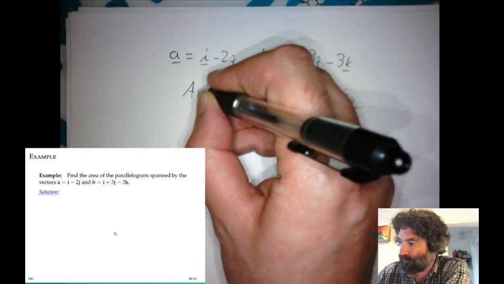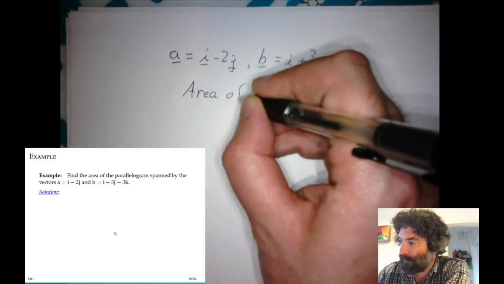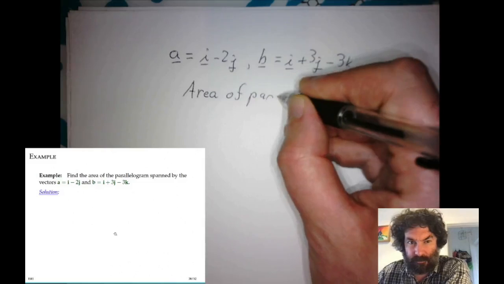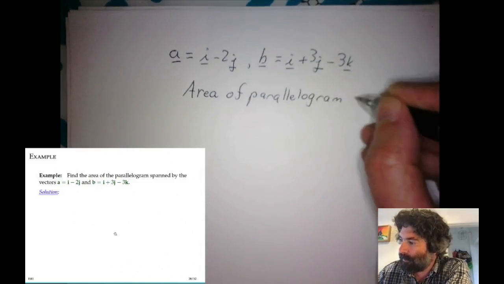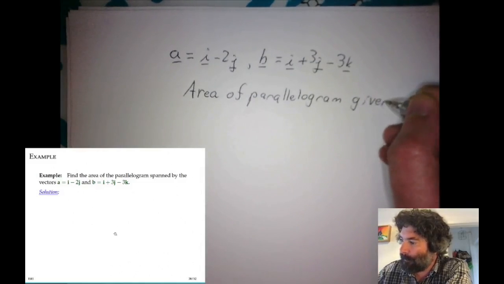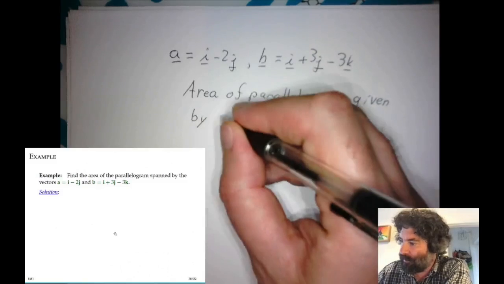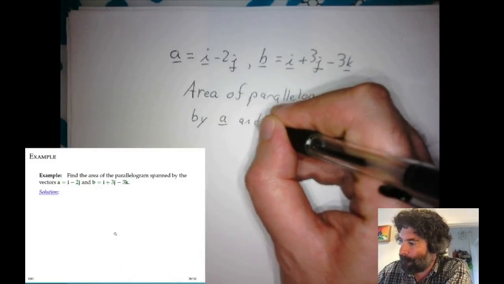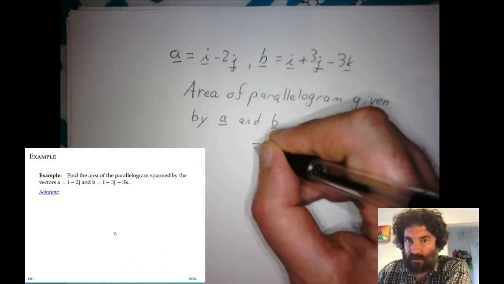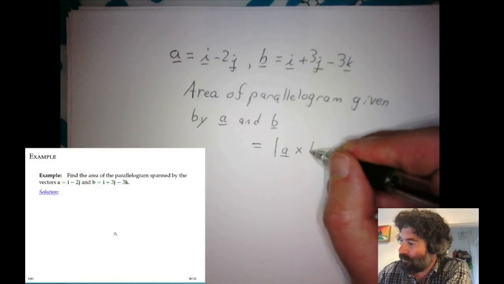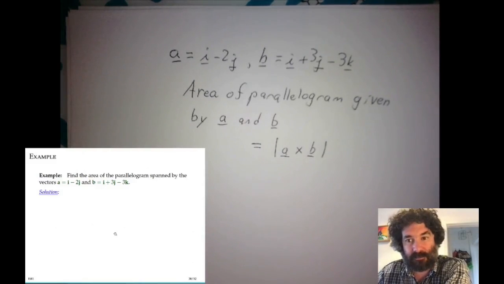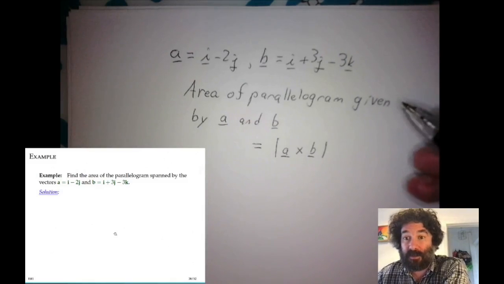So the area of the parallelogram given by A and B is equal to the modulus of the vector A cross B. This is the modulus of A times the modulus of B times the modulus of the sine of the angle between A and B. Right?